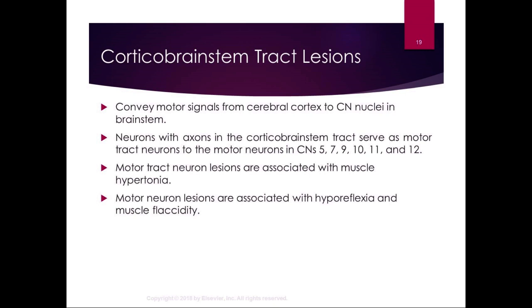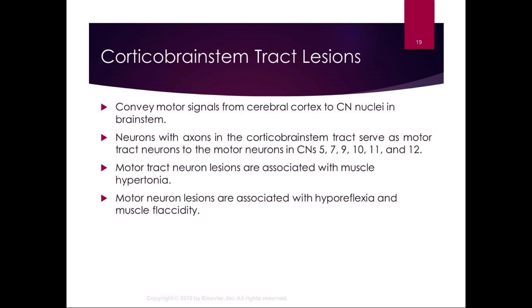The cortico-brainstem tract lesions: there are motor signals that are conveyed from the cerebral cortex to cranial nerve nuclei in the brainstem. Neurons with axons in the cortico-brainstem tract serve as motor tract neurons to several of the cranial nerves listed there. So motor tract lesions are often associated with muscle hypertonia. We talked about them in the 2 motor chapters as upper motor neuron lesions. So those upper motor neuron lesions often have hypertonia, extra tone.